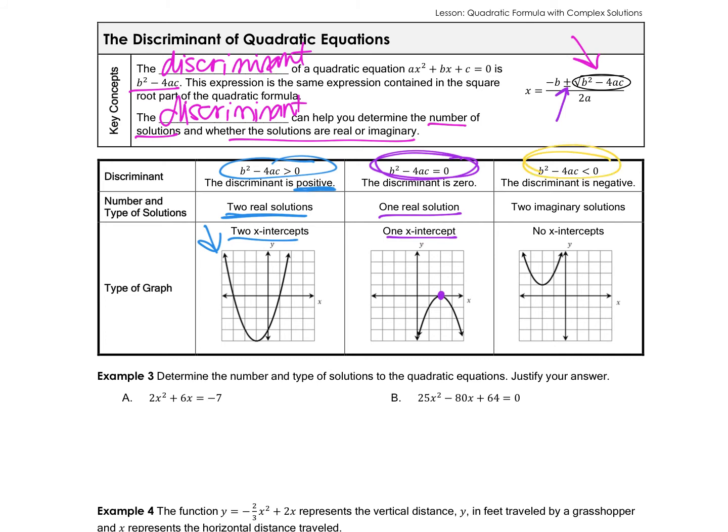The third one, if your discriminant is less than 0, which means negative, that means you're going to have two imaginary solutions because you would have a negative under the square root. Graphically, it doesn't cross the x-axis, so there's no x-intercepts.